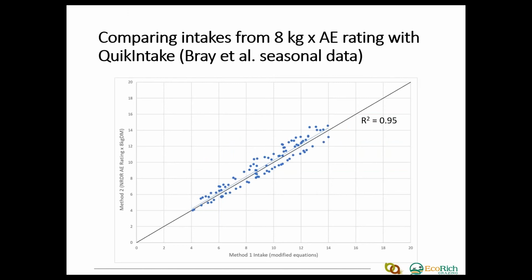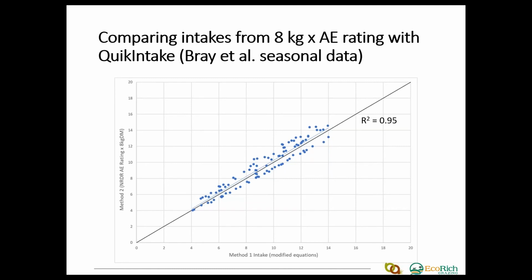So this again, the Bray data was quite useful in this. We've got two sets of data here. On the x-axis, we've taken the Bray data with the production and growth path of the animals, including weight gain, reproduction for females, lactation, etc. Taken that data for the animals and applied it to the modified equation. So effectively using what will be the new quick intake formulas off the x-axis.